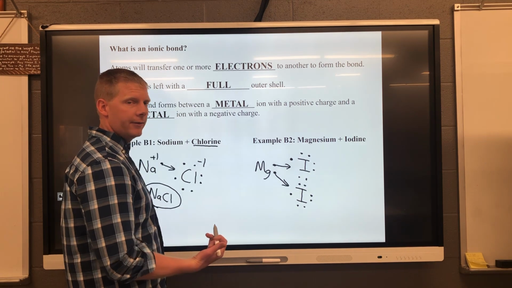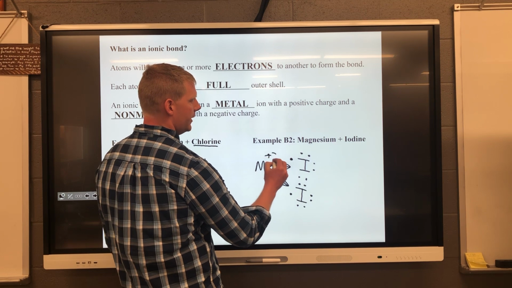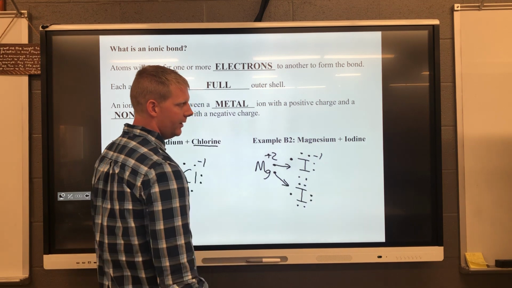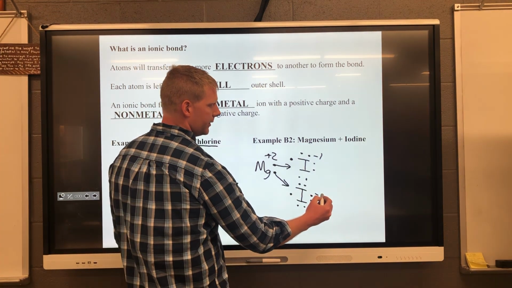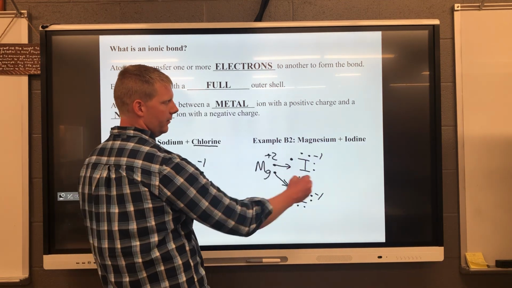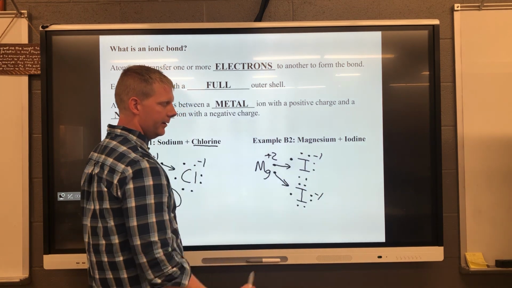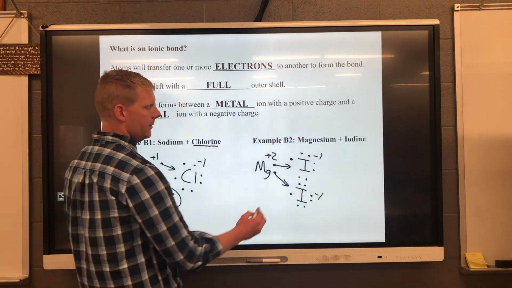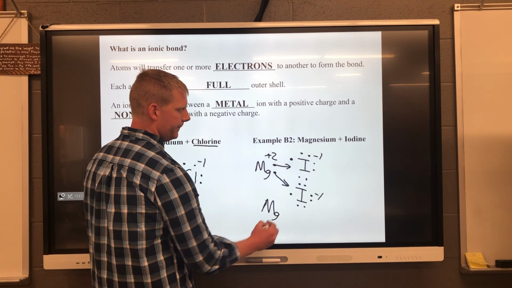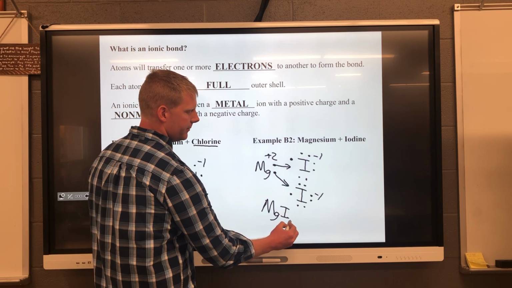So now look at the charges here. This magnesium got rid of 2 electrons, so it's going to be a positive 2. This iodine atom took in 1 electron, so it's a negative 1. This one took in 1 electron as well, so negative 1. So I have positive 2. I have a total of negative 2 here because each one's negative 1 and there's 2 atoms of it. So if I go to write this formula, my formula is going to be Mg, then I, and we're going to put a subscript 2.